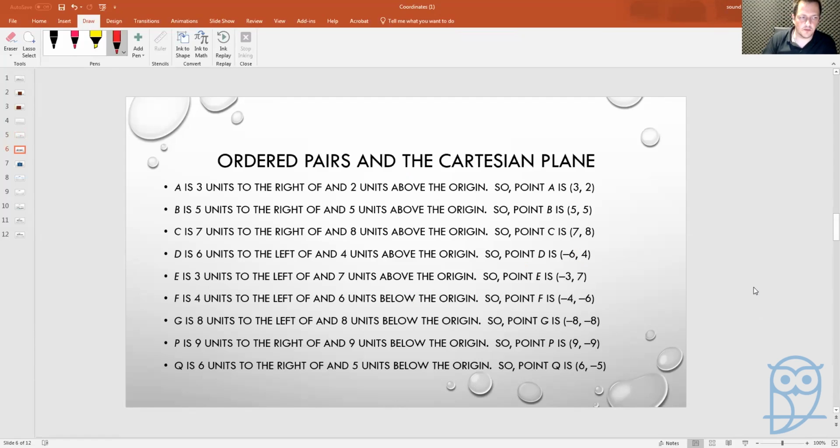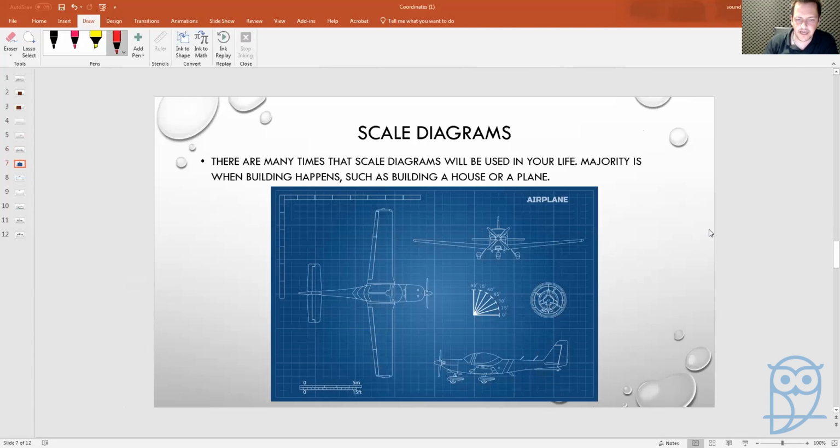So we are marking the ordered pairs and Cartesian plane work, and then moving on to scale diagrams. All right. Any questions on these? Anyone get different answers and they don't know why or how or anything like that? So we are going to be moving on to scale diagrams.